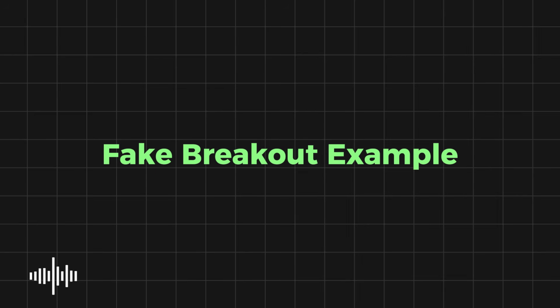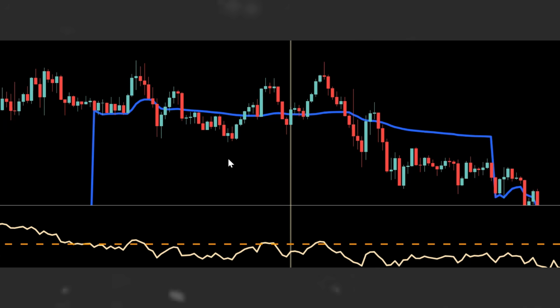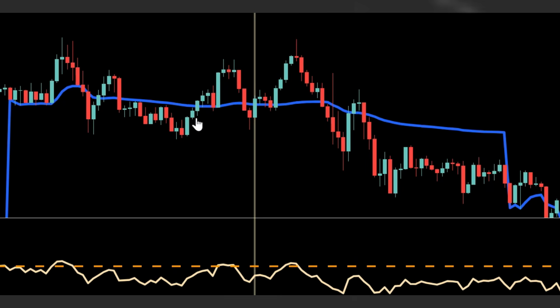Fake breakout example. Now let's see a fake breakout to understand why both confirmations are important. Here the price suddenly pushed above VWAP with a bullish candle, but RSI stayed flat below 50, showing no momentum confirmation. Many traders would see the breakout candle and buy immediately, but without RSI confirmation, this breakout had a weak foundation. Just a few candles later, the price reversed sharply and dropped back below VWAP, stopping out traders who entered blindly.